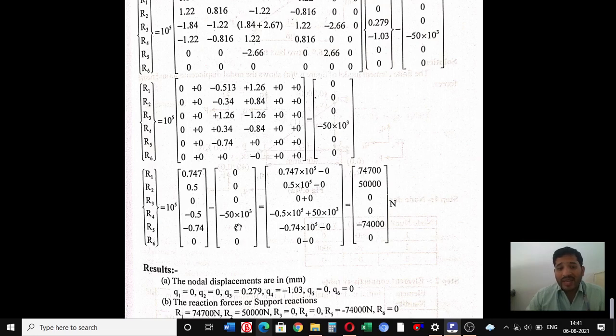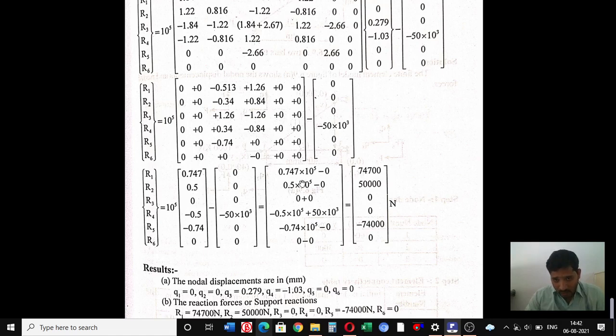Just we need to subtract this value. Okay, 0.747 into 10 power of 5. 0.747 into 10 power of 5 minus 0, first row. Again 0.5 into 10 power of 5 minus, second row. Again 10 power of 5 into 0 minus 0. 10 power of 5 into minus 0.5, minus into minus plus, 50 into 10 power of 3. Again 10 power of 5 into 0.74 minus 0. 10 power of 5 into 0 minus 0, it becomes overall 0.